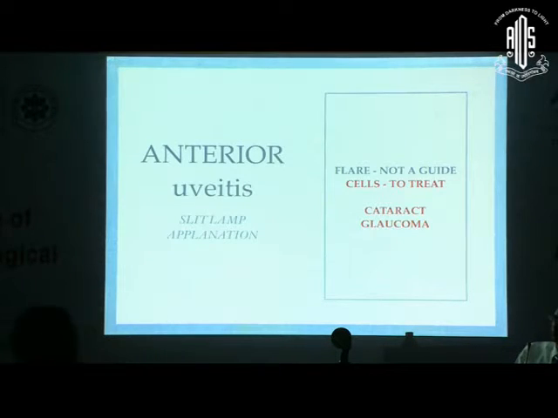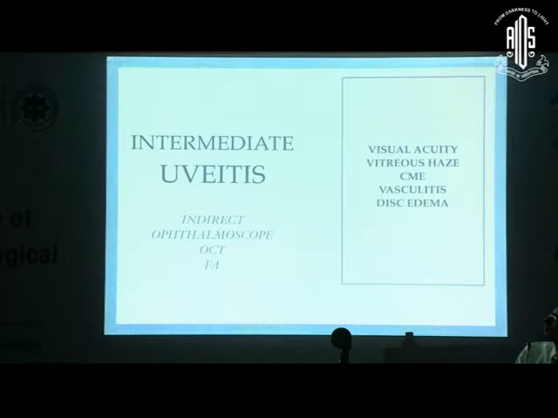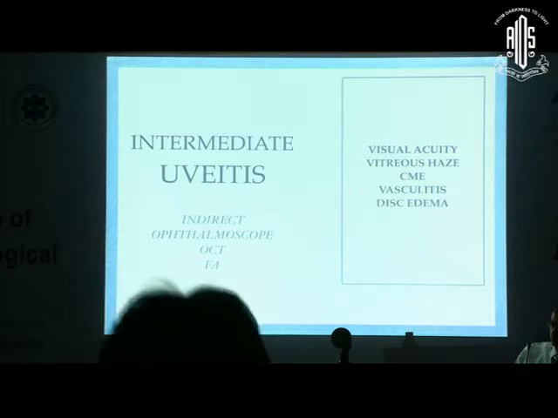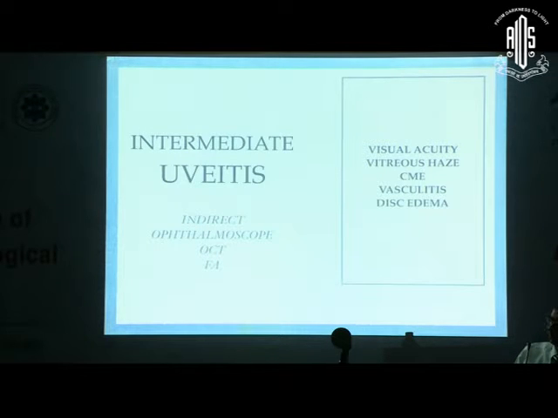If you are dealing with an anterior uveitis case, we normally look for cells, because cells are the ones to treat. Every time we also check whether they have any cataracts or glaucoma, because these are side effects of steroid responses. In cases of intermediate uveitis, the visual acuity, vitreous haze, cystoid edema in the macula, vasculitis, or disc edema are all signs that have to be noted at every follow-up to see how the response is.